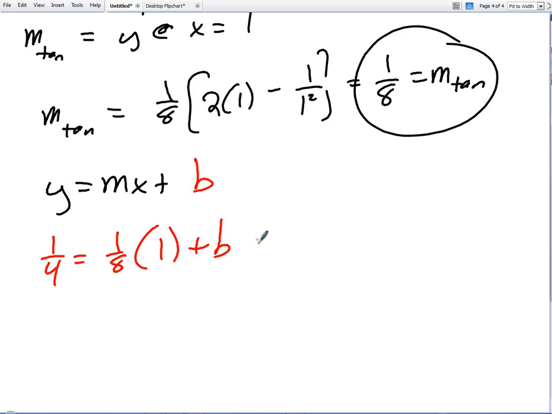Okay. And our answer is just y equals 1/8 x plus 1/8. Very good.